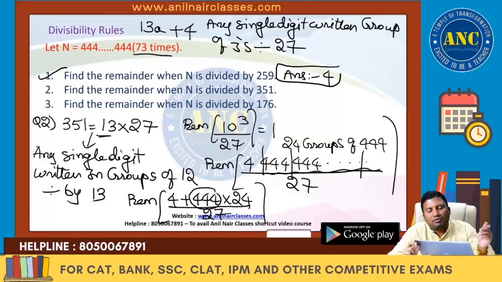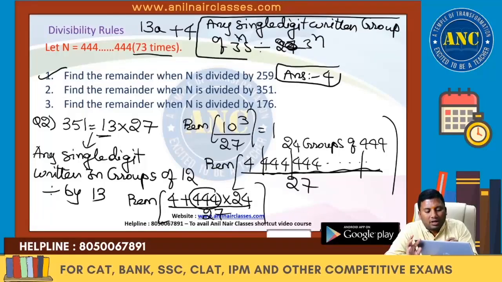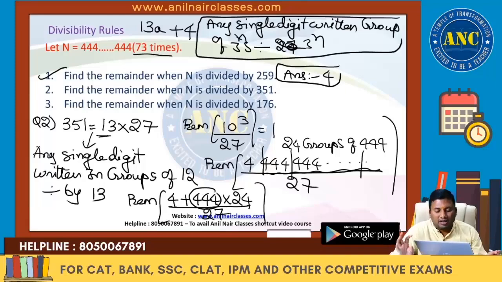Why? Because 444 is 4 into 111. So 4 plus 444 into 24. In this case, what it will become is, any single digit written in groups of 3 power n is always divisible by 3 power n. I will come back to that point. What am I saying? Please understand it. These are 4 into 111, and 24 is nothing but 3 into 8. Now if you see, I hope it is clear, right?